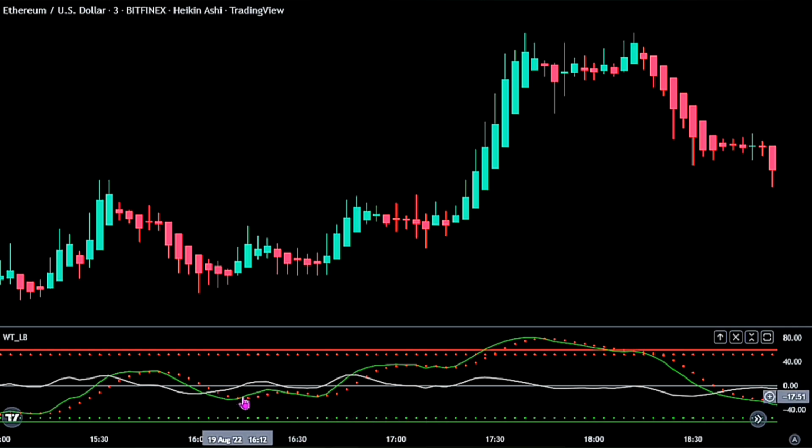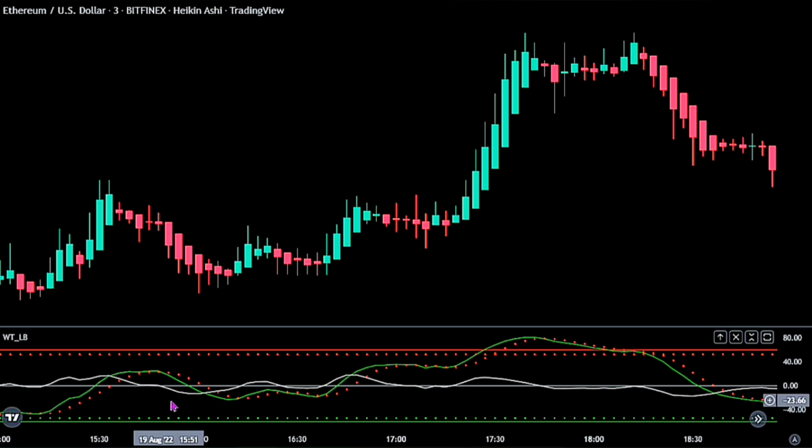Then we need to check 2 things. First is to check from the point of the 0 line cross whether it did reach the oversold zone, as we wouldn't like the moving average cross below the oversold zone while we have this cross. Secondly, we need to check this white moving average from the point of the previous cross below the 0 line.